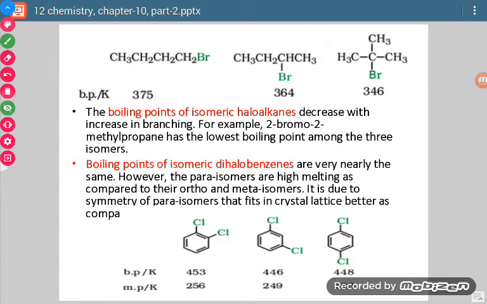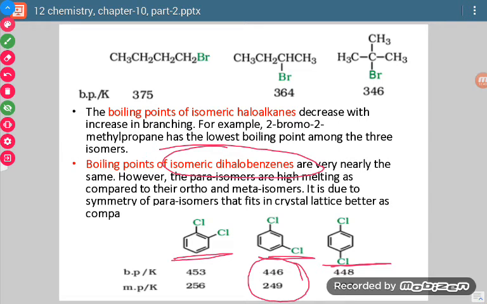Now see, if we talk about isomeric dihaloarenes, then what happens? See, this is ortho, this is meta, and this is para. So if we compare, then ortho is having slightly higher value than meta and para is having higher value than meta. Okay, so what is the reason?